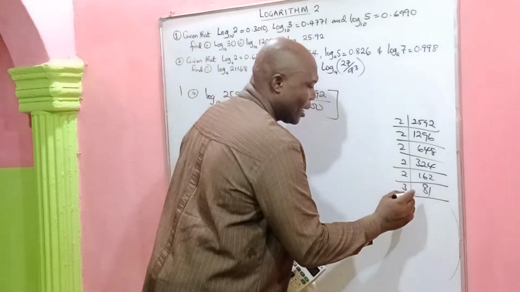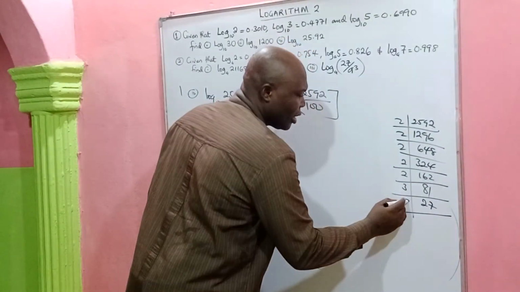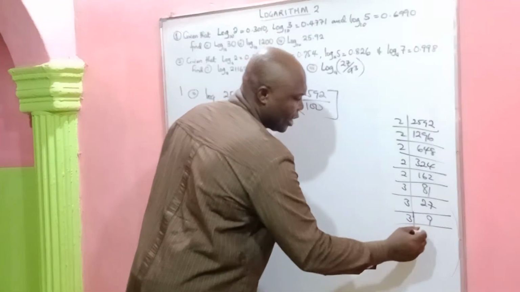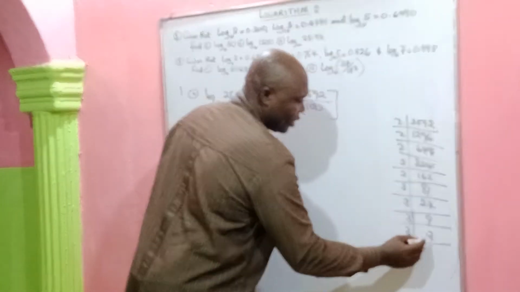Now 3 into 81 gives 27. 3 into 27 gives 9, and 3 into 9 gives 3, and 3 into 3 gives 1.